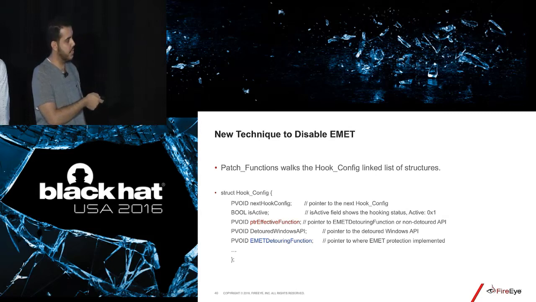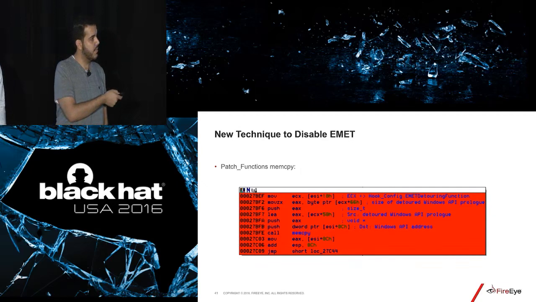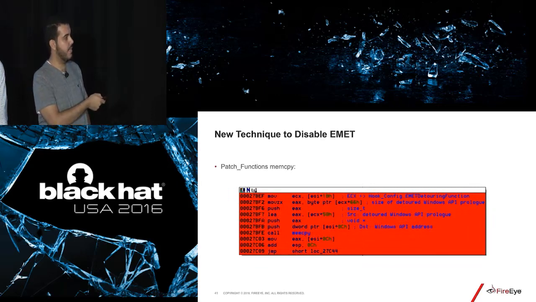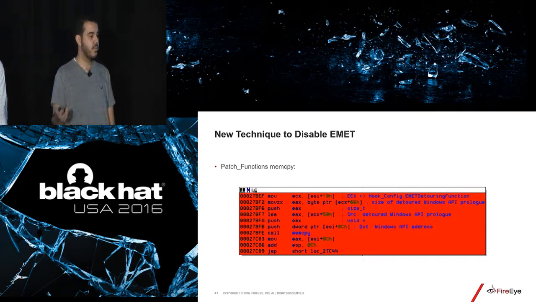And there is the EMET detouring function, which is basically a pointer to the EMET protection. I have colored this in blue because it is being used in here. The unloading code has a call to memcpy, which will take what I have colored in blue and use it as a pointer to retrieve the size and the detoured Windows API prologue. So it's basically a pointer to code, but it's also used to retrieve the size of the prologue and the prologue itself, to copy the original prologue to the detoured API.